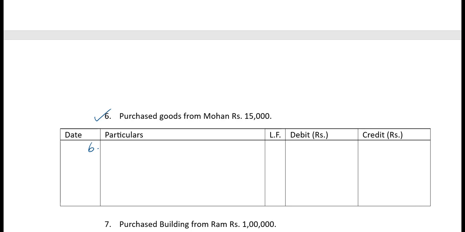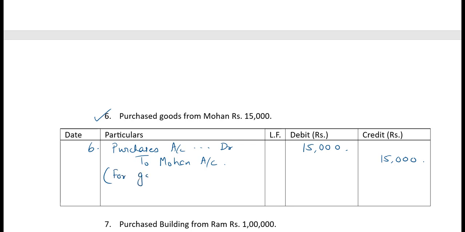Purchase is an expense. There's an increase in expense, so we need to debit purchases account with 15,000 rupees to Mohan account. Mohan is a creditor, a liability. There's an increase in liability when you purchase goods from Mohan on credit. So we need to credit Mohan's account with 15,000 rupees for goods purchased on credit.